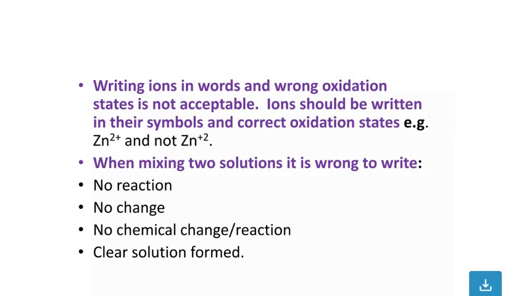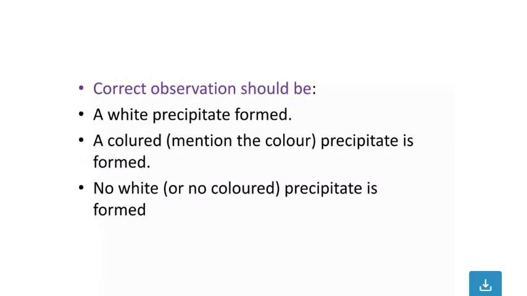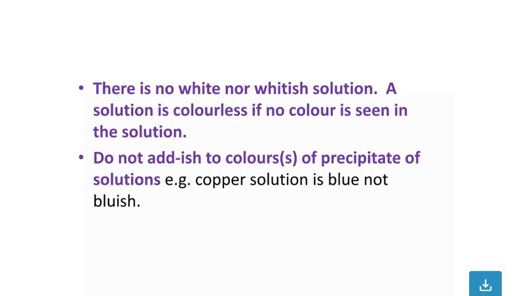When mixing two solutions, it's wrong to write no reaction, no change, no chemical change, and clear solution formed. The correct observation should be: a white precipitate is formed, or a colored precipitate is formed, or no white precipitate is formed. Now, there is no white nor whitish solution.